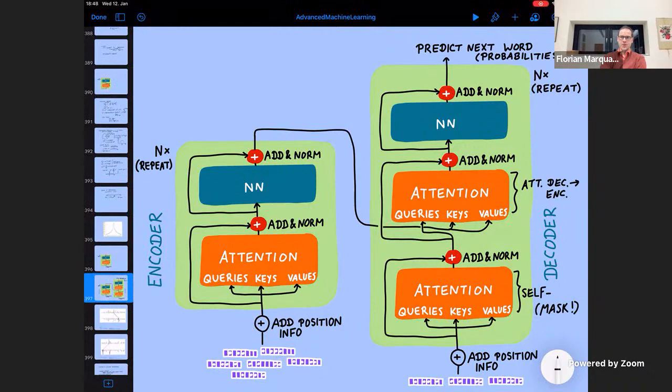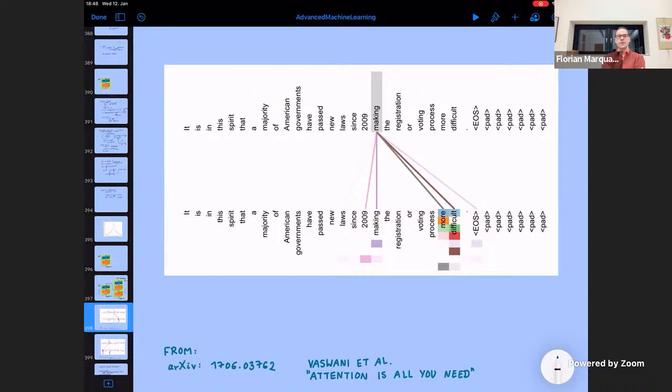I will start first with examples from the original paper, and then we go to more sophisticated examples. So this is one example from the original paper where they investigated the attention. That's the first question you want to ask, right? So here you have some sentence, let's say in the source language. And this is the self-attention that's going on in the encoder.